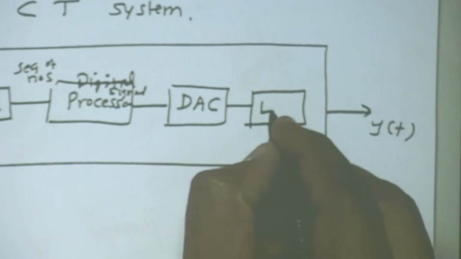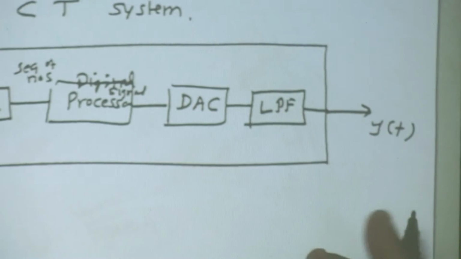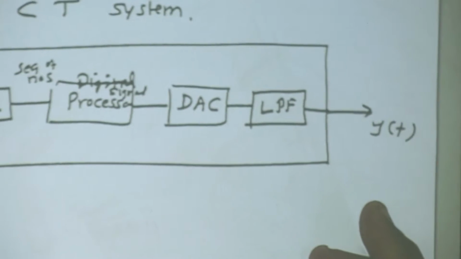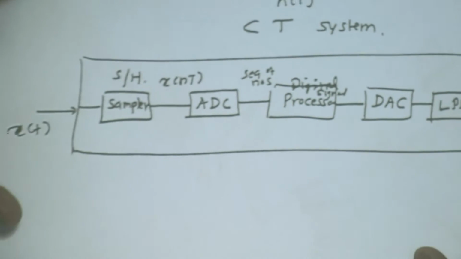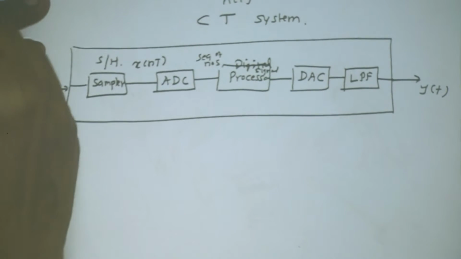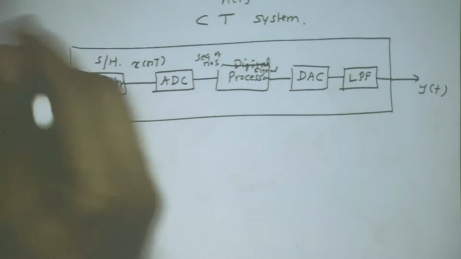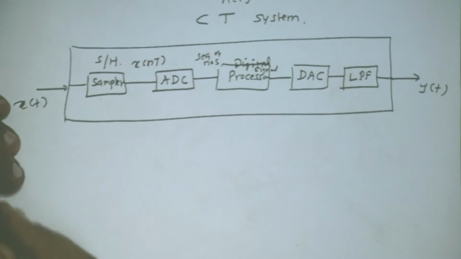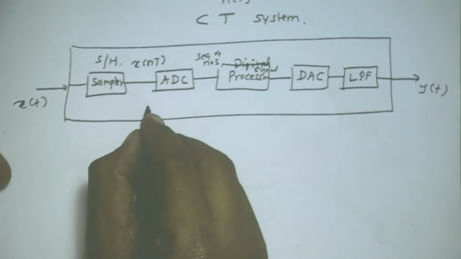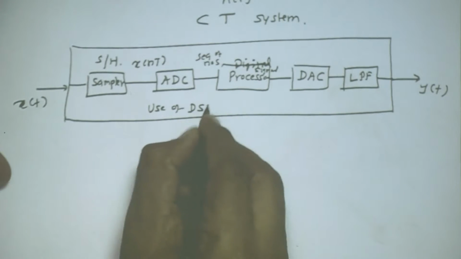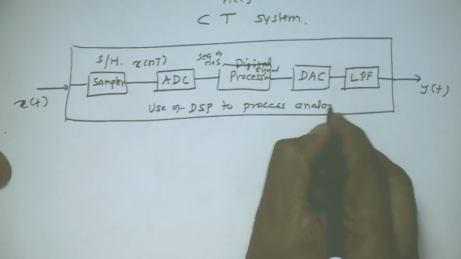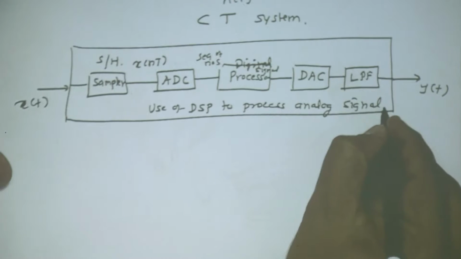Followed by that, what is required is a low pass filter to remove the high frequency noise contained in the output of the DAC. Now let us see the waveform at each of the places. Any question in this diagram? So what is this block diagram? This is a block diagram of the use of DSP to process an analog signal. These two are equivalent.